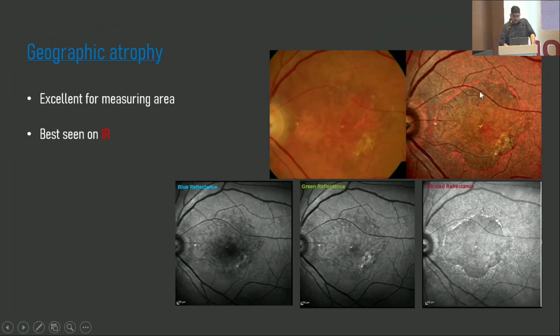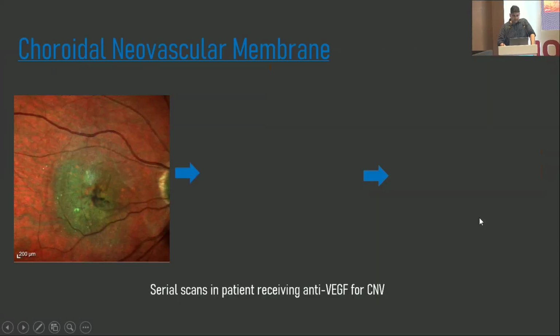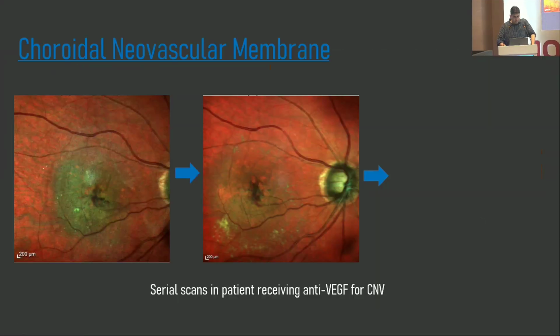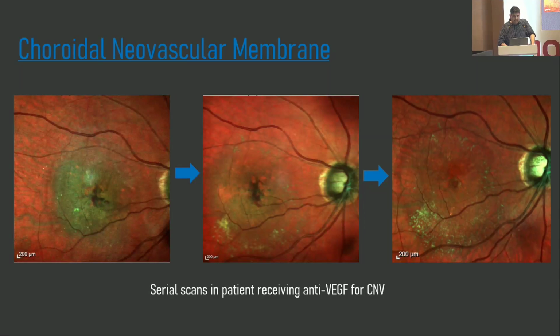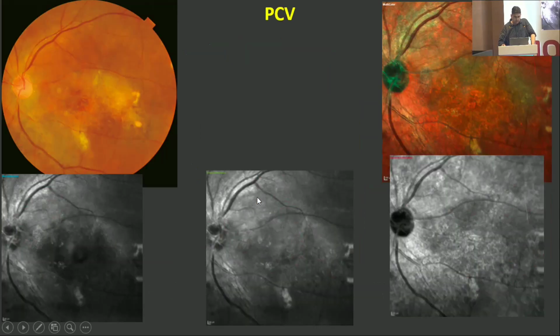The extent of the geographical atrophy is again much more clearly demarcated on a multicolor image as compared to a normal fundus image. Being RPE changes, it is again clearly well defined upon a red infrared reflectance. Again, in the CNVM, we can see the greenish hue decreases with the treatment, as well as the extent of the subretinal membrane is also reduced.